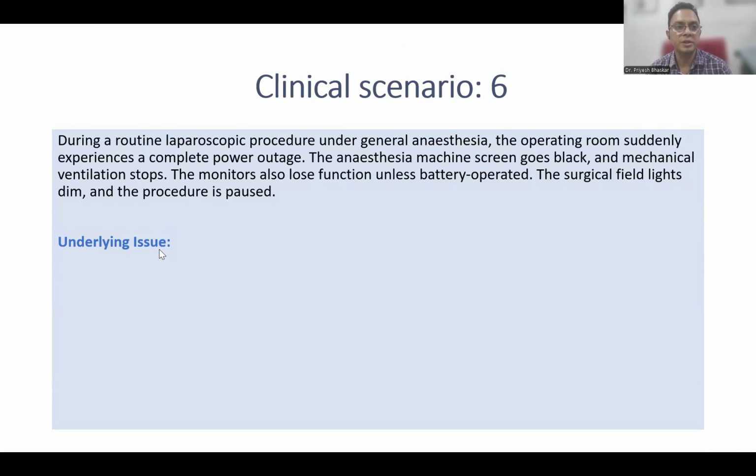Coming on to scenario 6. During a routine laparoscopy procedure under general anesthesia, the operating room suddenly experiences a complete power cut. So the anesthesia machine screen goes black and mechanical ventilation stops. The monitors also lose function unless battery operated. The surgical field lights dim and the procedure is paused.